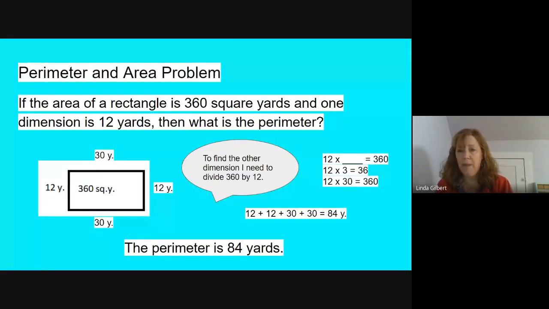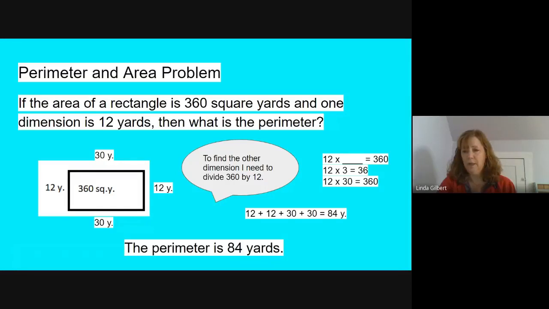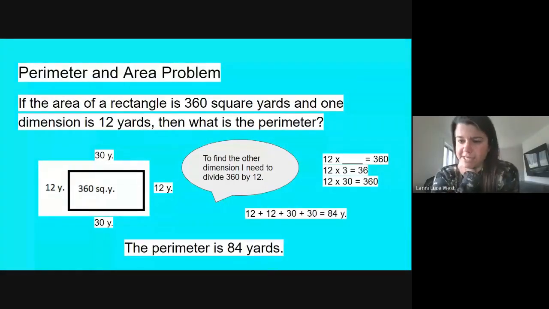Any other questions or comments about area and perimeter problems? Okay, well, I guess we can end then. I'll see some of you as a snack, right? Yep, snack group. And then we have read aloud today.